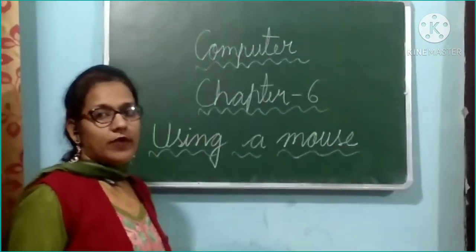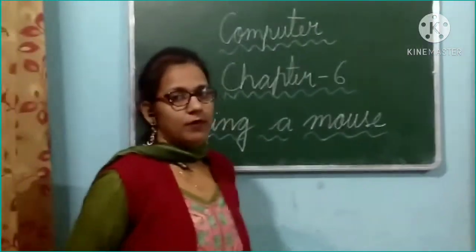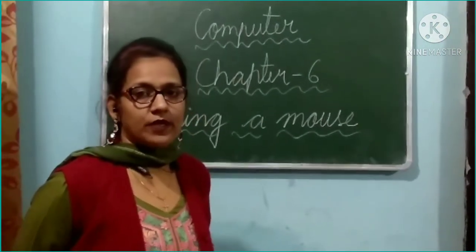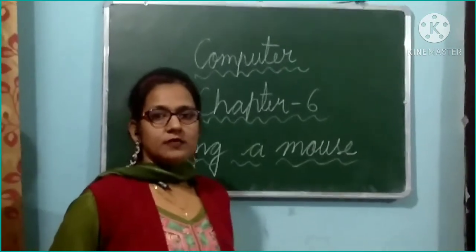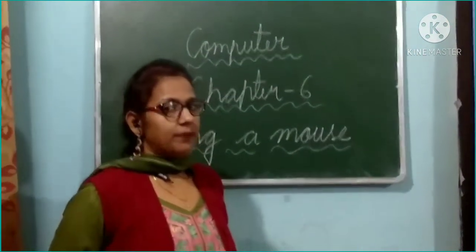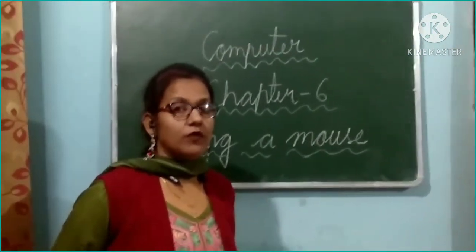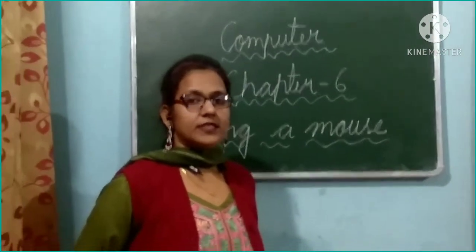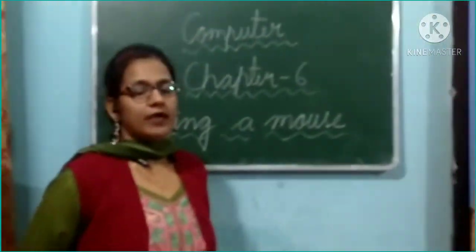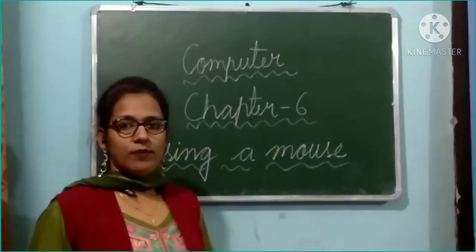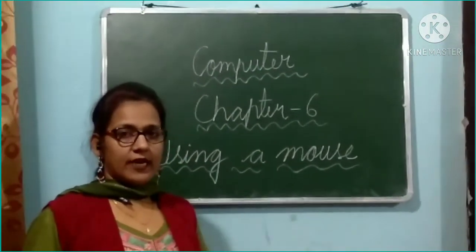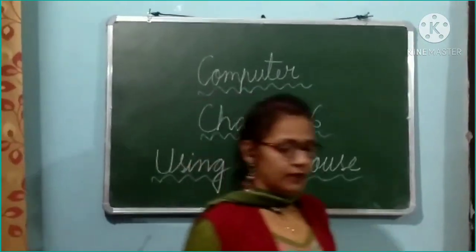So when we learned in chapter number 4 the parts of a computer, we learned that one part is the mouse. And what is your chapter number 5? It's about the keyboard. Now today we will learn about the mouse. So I am showing you the mouse first, then we'll start reading the chapter.